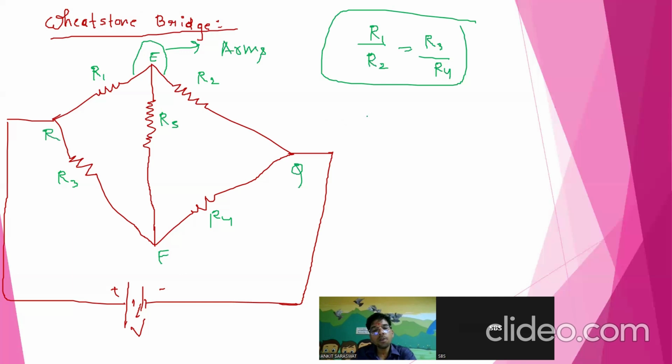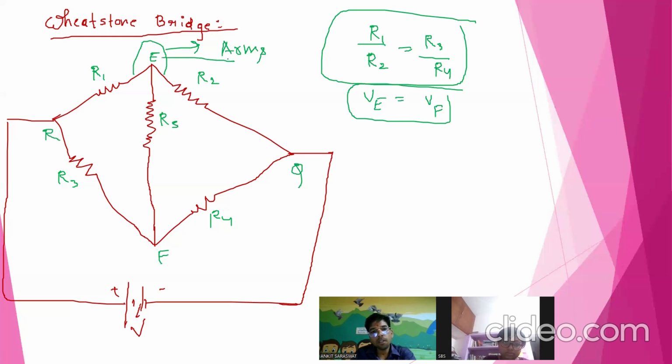So when R1 by R2 is equal to R3 by R4, then the potential at E is equal to the potential at F. Means what? If there is a voltage of 40 volt here, here also 40 volt. Now if the battery is giving a current I, this is a junction, the current will divide into I1 and I2. When this current I1 is going, will you see any current in this branch? No. There is no current in the EF branch.